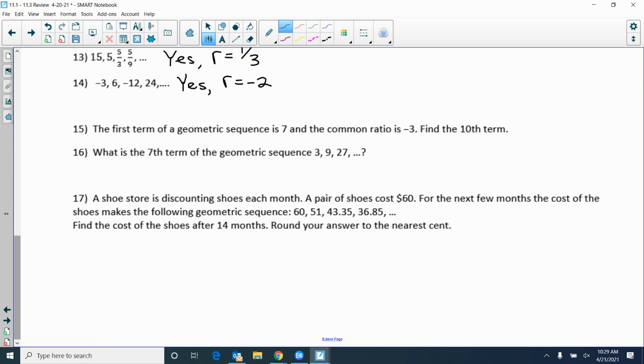First term of a geometric sequence is 7. Common ratio is -3. Find the 10th term. All right, here's where I see a lot of mistakes: if you have that -3 for R, you got to put it in parentheses. The first term is 7, -3 is the R, and then you got 10 minus 1. Well, 10 minus 1 is just 9. Everybody type that in so we can make sure we get the same answer. Let me pull up my calculator.